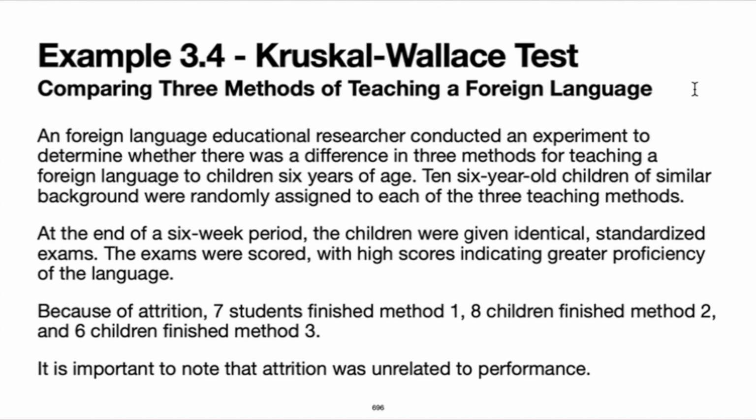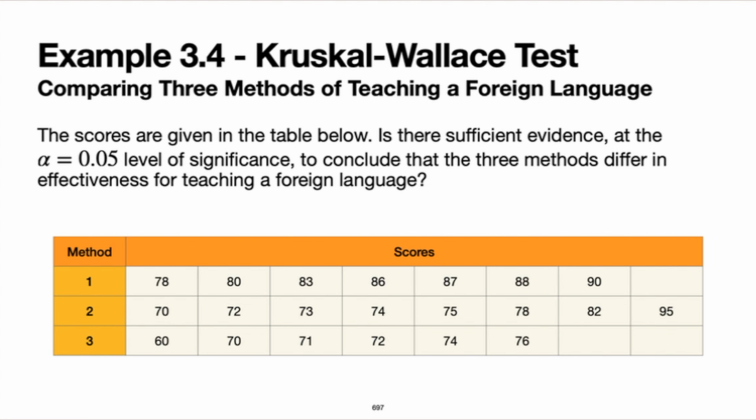Because of attrition, 7 students finished method 1, 8 children finished method 2, and 6 children finished method 3. And again, it's important to note that the attrition was deemed to be unrelated to performance. All right, and so here are the data. And the question of interest: is there sufficient evidence at the 0.05 level of significance to conclude that the three methods differ in terms of effectiveness for teaching a foreign language?